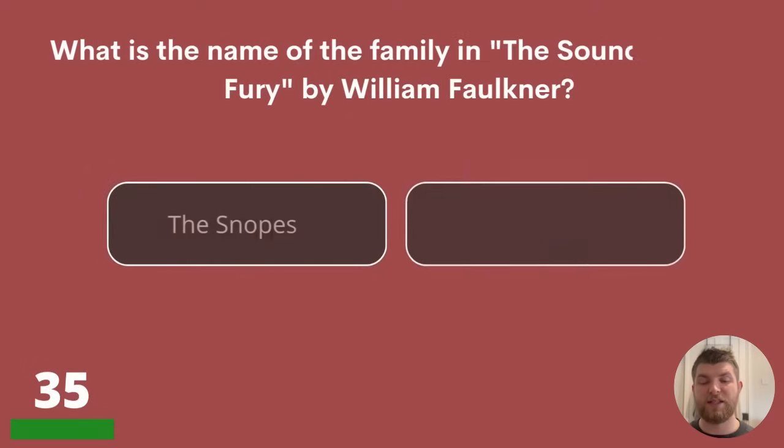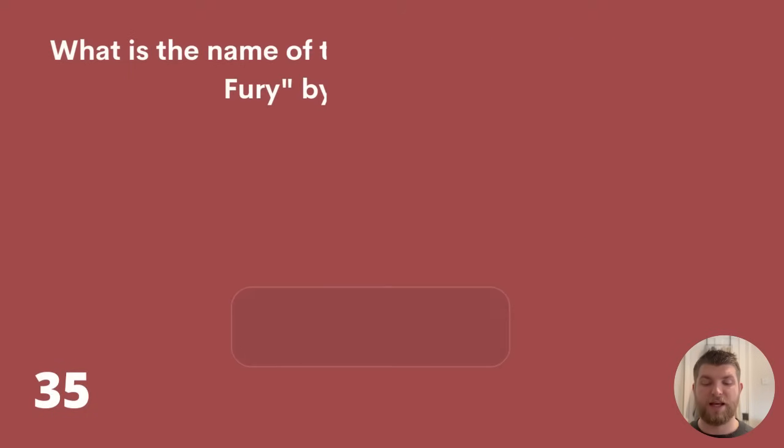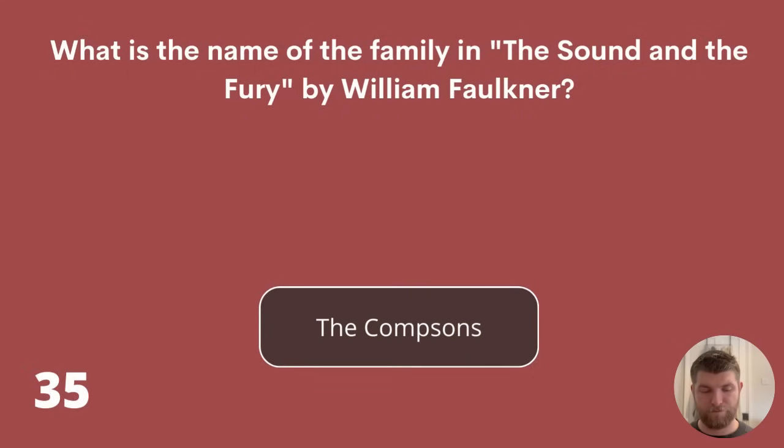35. What is the name of the family in The Sound and the Fury by William Faulkner? The Snopes, the Sutpens, or the Compsons? The answer is the Compsons.